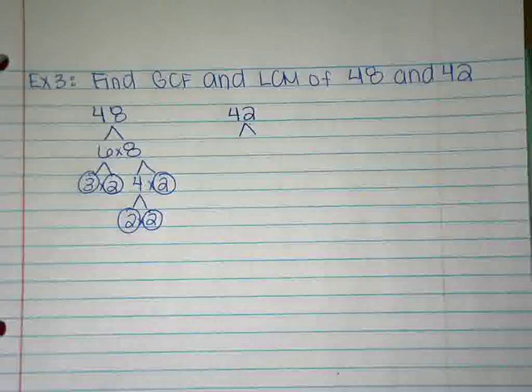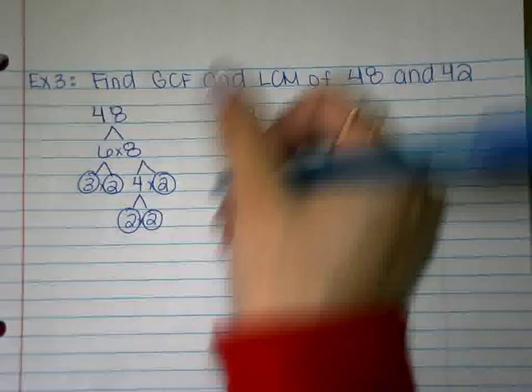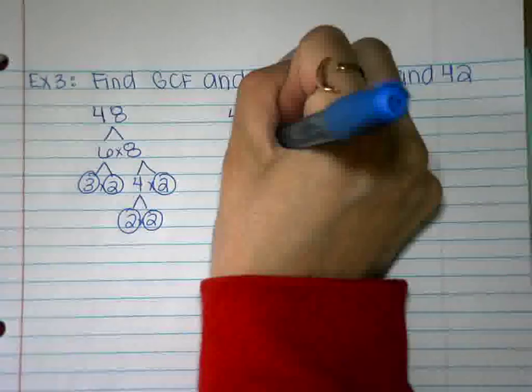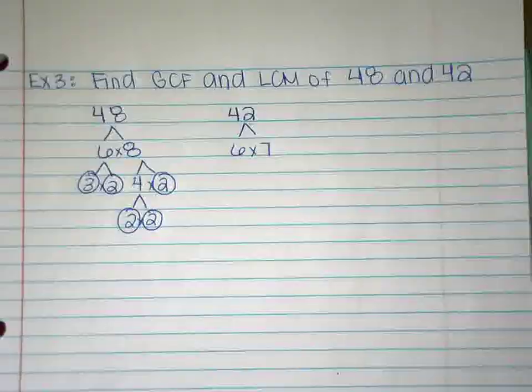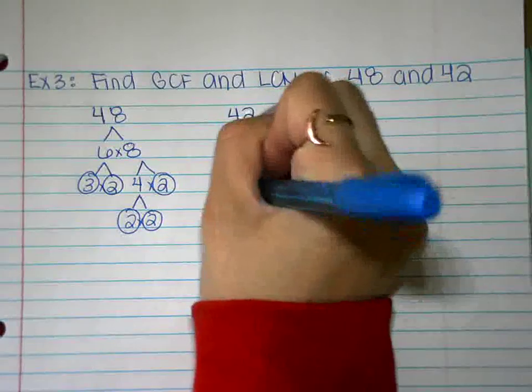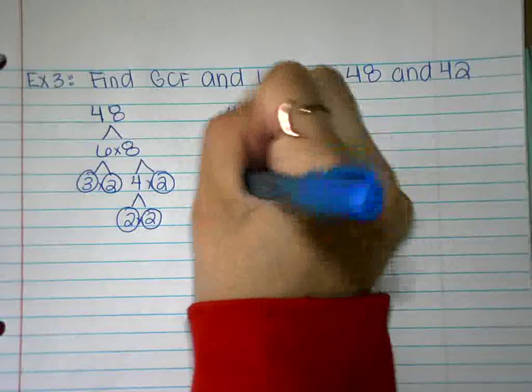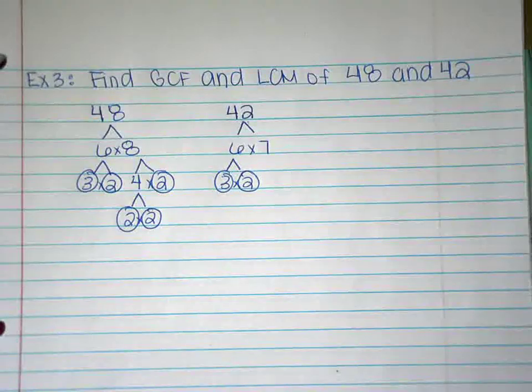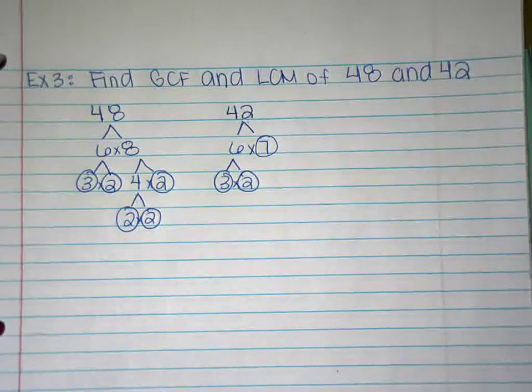42, I've got what times what gets me to 42? Well, I know 6 times 7 is 42. And then I know that 3 times 2 is 6. And 3 and 2 are both prime. And 7 is also a prime number, so I can circle that as well.